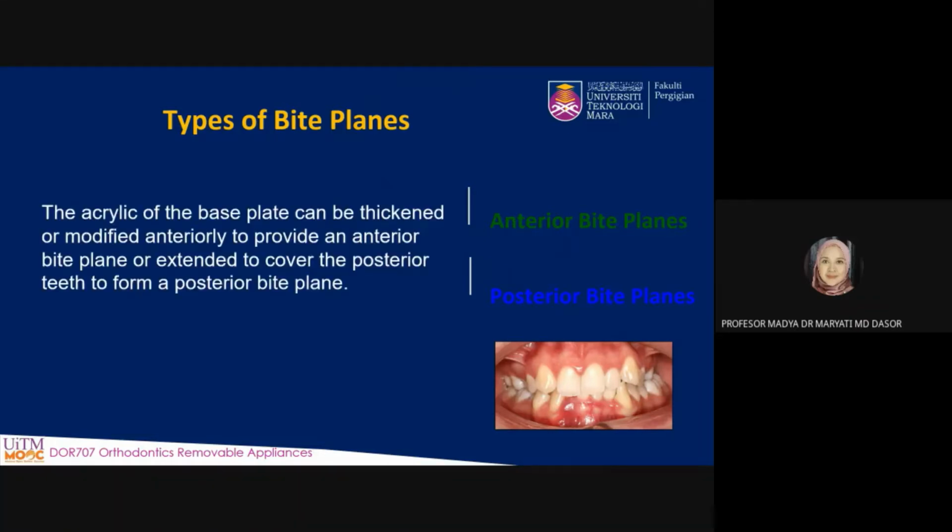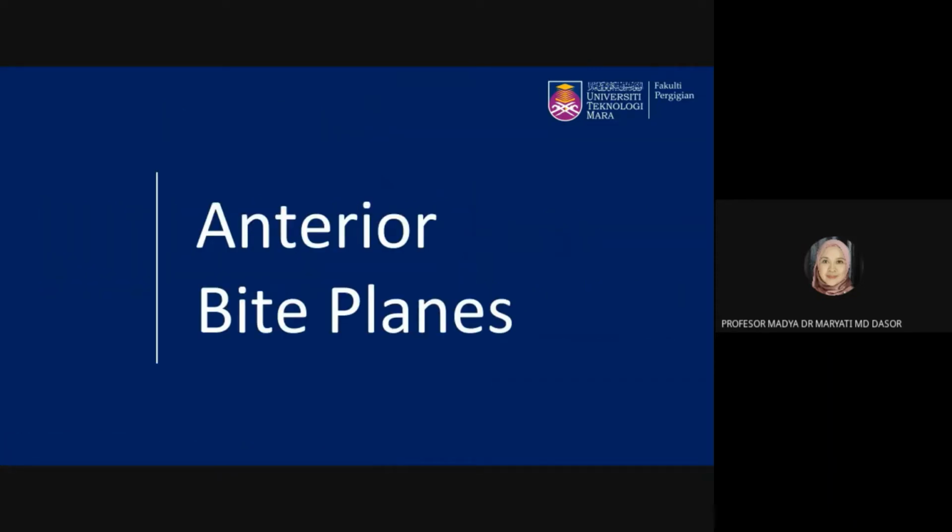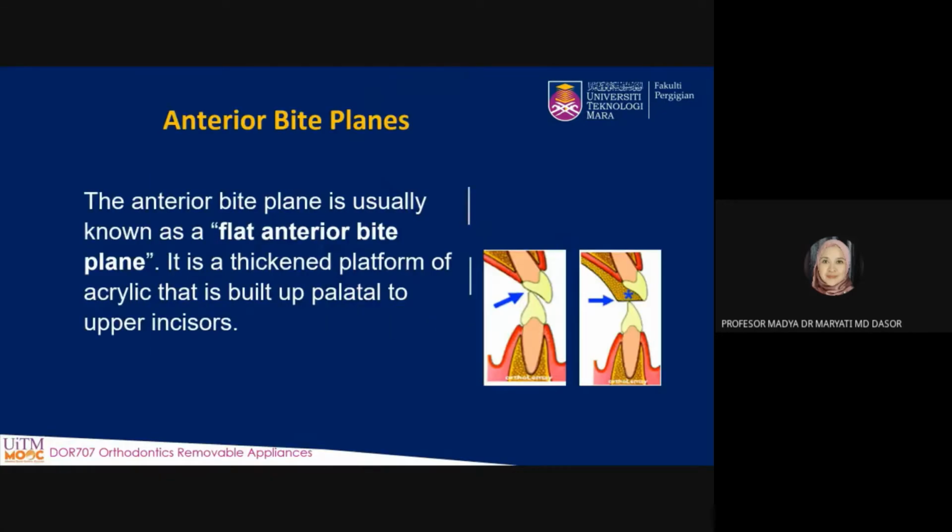These biteplanes are actually formed by acrylic base that can be thickened or modified anteriorly or posteriorly to form anterior or posterior biteplanes. Let's go to the first one, anterior biteplanes. Anterior biteplane is usually known as flat anterior biteplane. It is a thickened platform on the acrylic that is built parallel to the upper incisors, similarly as highlighted in the diagram.